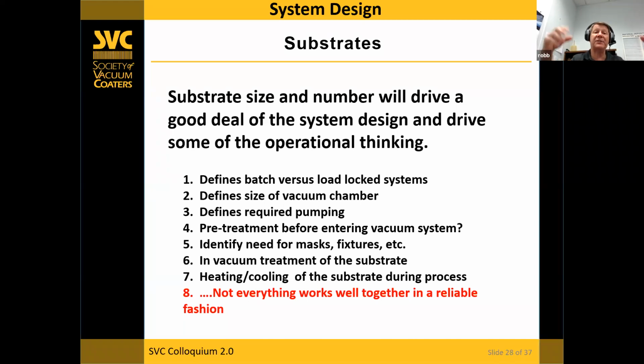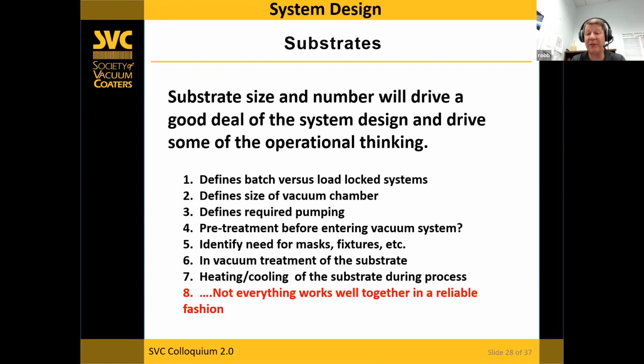But if you have this three-dimensional crazy substrate that's rather large and has a very high surface area, it might take forever to pump it down to a base pressure that's going to allow you to run your process on it. So the substrate material as well is going to define how big a pump I need on that chamber in order to adequately pump it. It might also identify some of the pretreatment needed for that substrate, especially if it outgasses a lot. And you need to identify the need for masks and fixturing.